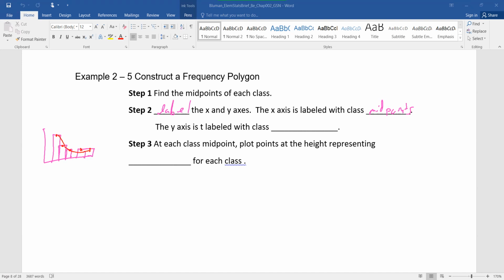So again, the x-axis would be the midpoints. The y-axis is labeled with class frequency, just like it was for the histogram. In the last step, at each class midpoint, plot points at the height representing frequency for each class, and then you'll connect the dots.